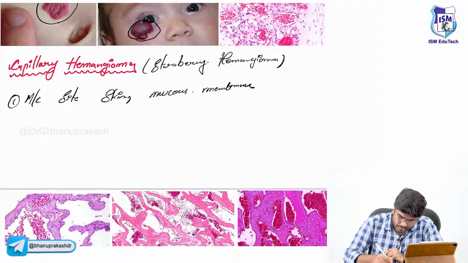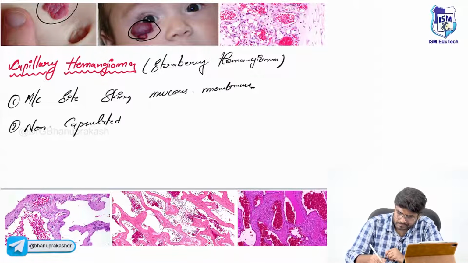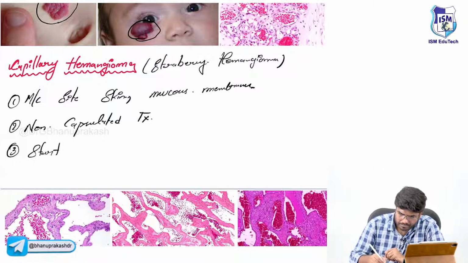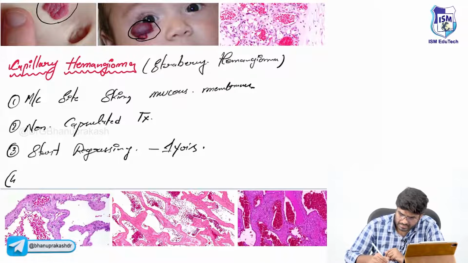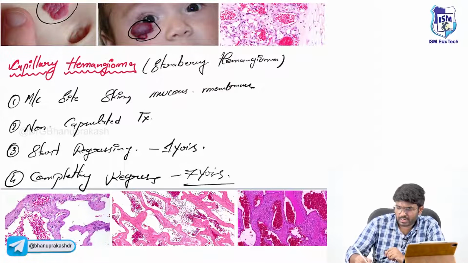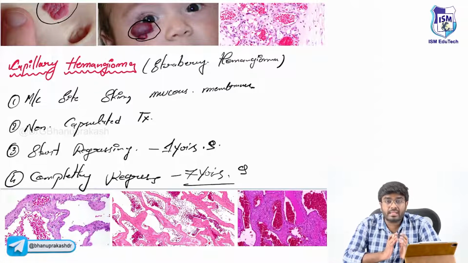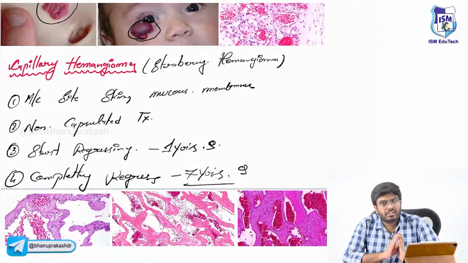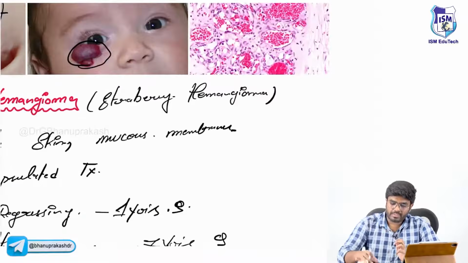They are non-capsulated tumors. They will start regressing by the age of 1 year and they will completely regress by 7 years. These are all the MCQs, sir. They are regressive in nature. They are not going to persist throughout life. They will start regressing by 1 year and completely regress by 7 years of age. And image-based question also.